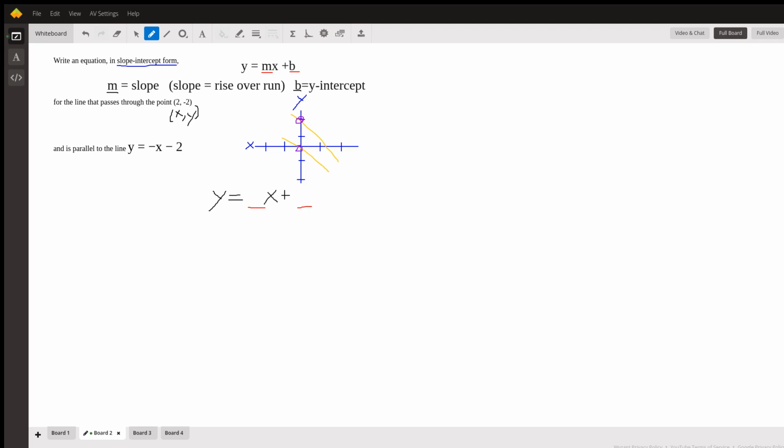For the line that passes through the point (2, -2), let's look at where that point is. First we have to know what coordinates are and what they mean. Right underneath this, I've written x, y. That's just letting you know the first one is the x coordinate and the second one is the y coordinate. Again, that is a constant. That will never change for the placement of those variables.